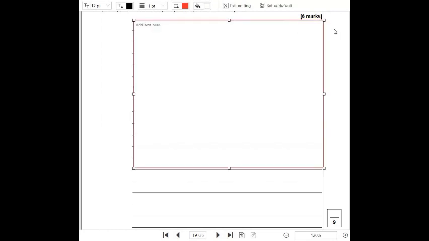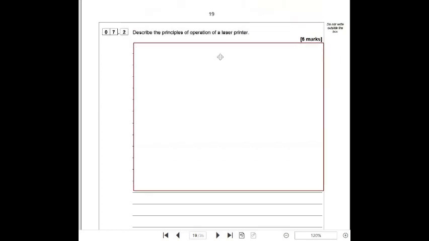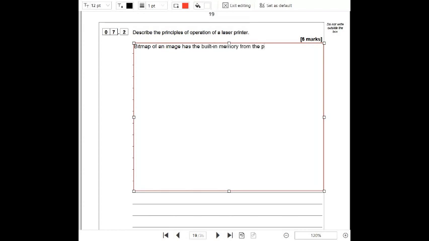Okay, 6 marks. So this one is a big one. So we need to describe the principles of a laser printer. Okay, so we are describing the principles of a laser printer. So you can have a bitmap of an image held in the built-in memory from the page description.